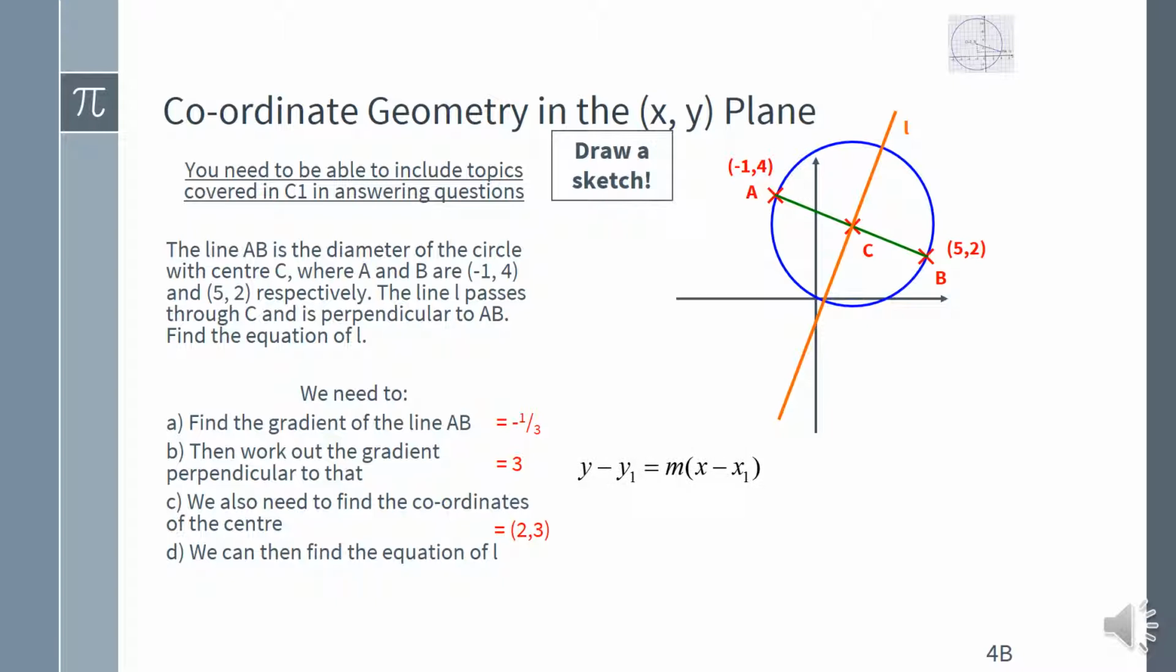Using that formula, x1, y1 we have as the centre of the circle, and m we have as the gradient of the perpendicular. Substitute in the numbers, and then rearrange it to be y is 3x minus 3. So we have to keep all these formulas in our mind and then be able to use them appropriately.